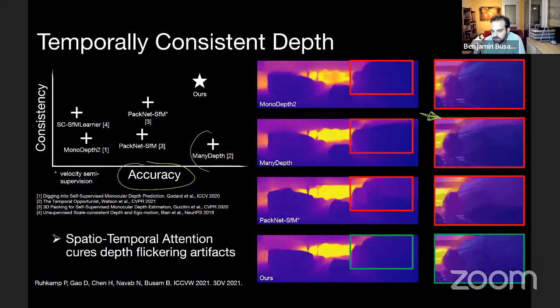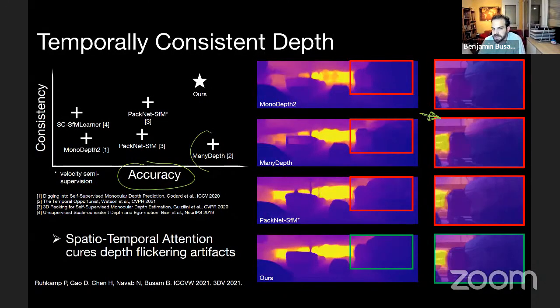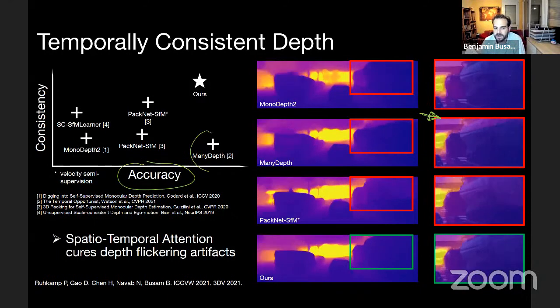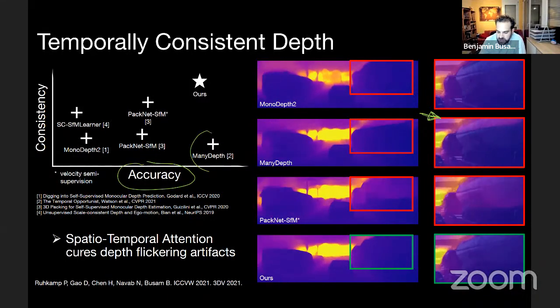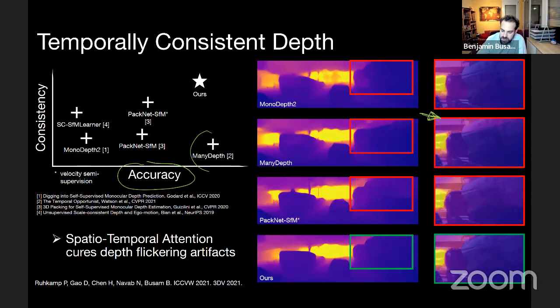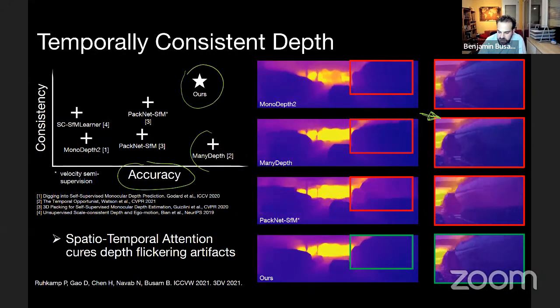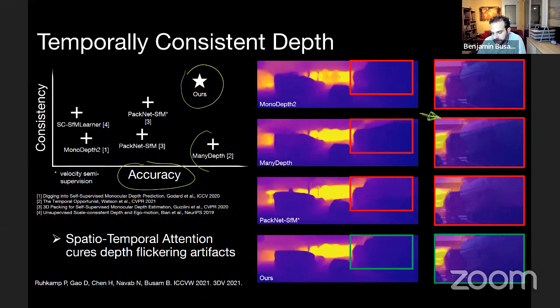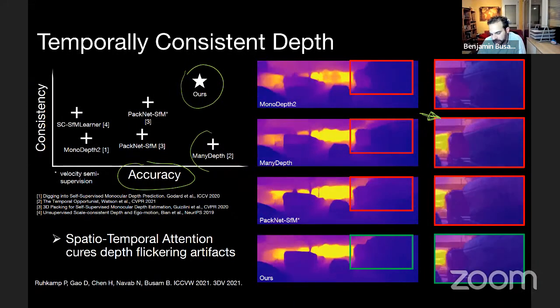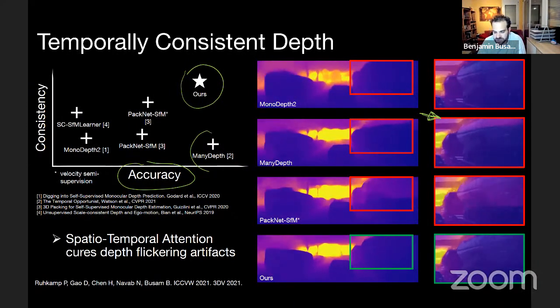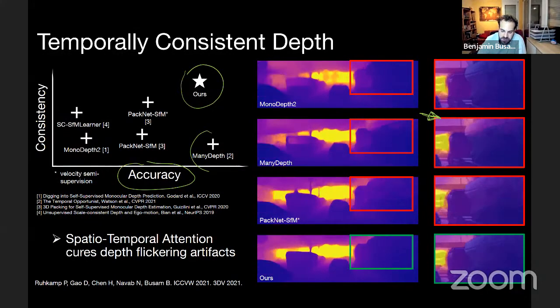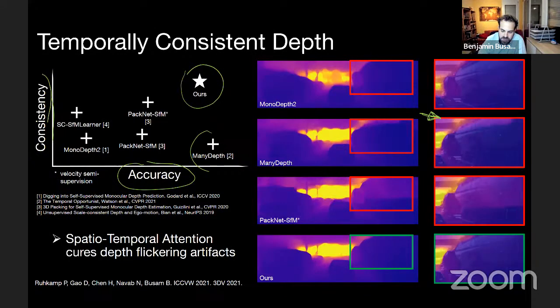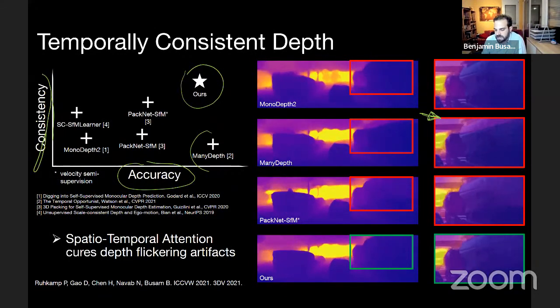We do want to be consistent over time to have the possibility of having realistic augmented reality effects. So here's one of the networks proposed by Patrick Rukamp and others from our lab at 3DV last year, actually just last winter, which looks into not just accuracy, but also making sure that our estimates are temporally consistent.